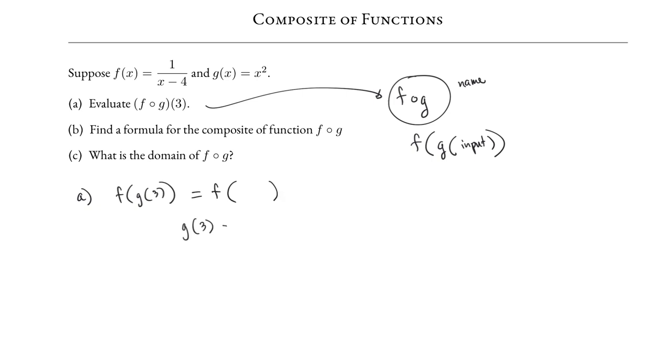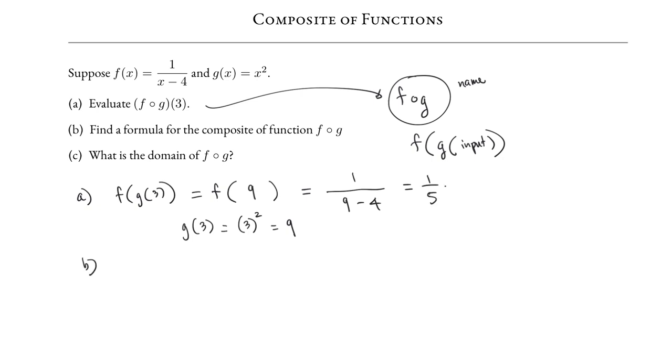Now g of 3 is 3 squared because g of x is x squared. After we evaluate the function g at x equals 3, we get 9. And so we plug in 9 into f, again evaluating the inner function first. Then when we get to f of 9, we have to use the function f. But f of 9 is 1 over, we replace x with 9, 9 minus 4. So f of g of 3 is 1 over 5.